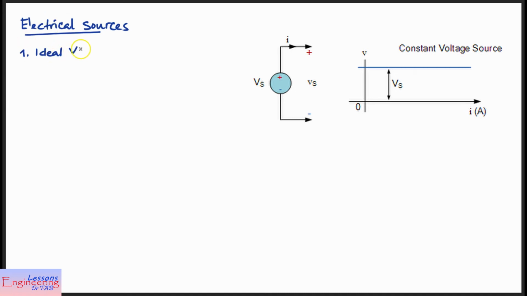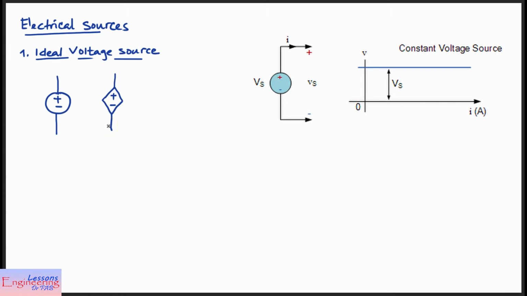Ideal voltage source. An ideal voltage source maintains a set amount of voltage level regardless of the current flowing through it. So regardless of the amount of current flowing through that circuit element, in this case an electrical source, it maintains a set amount of voltage across its terminals. And we have two types of ideal voltage source. First is independent voltage source and dependent voltage source.